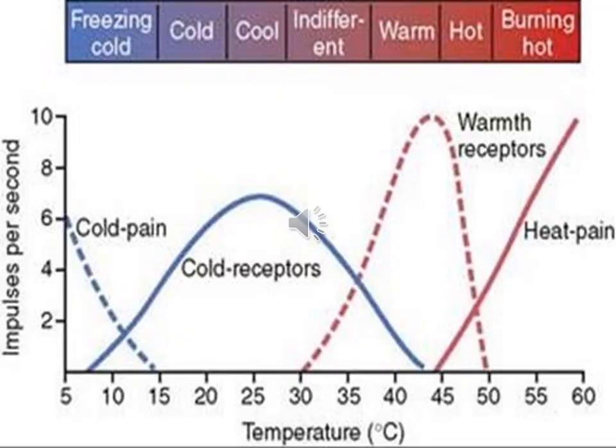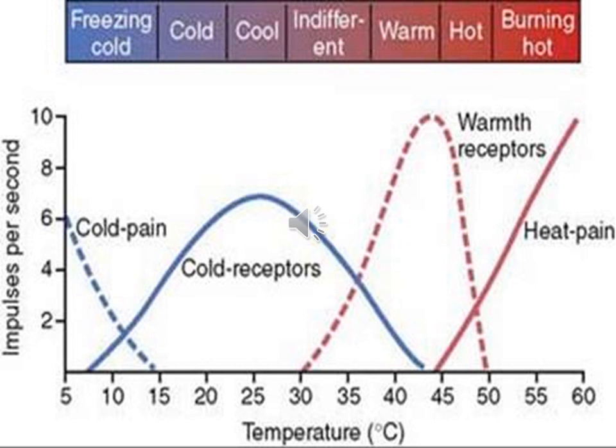This figure has already been explained, but let me explain it again. As you can see from the figure, the four different types of nerve fibers are being stimulated. The dotted blue line is the cold pain fibers. The bold blue line is the cold receptors. The dotted red line is the warm receptors, and the bold red line is the heat pain fibers.